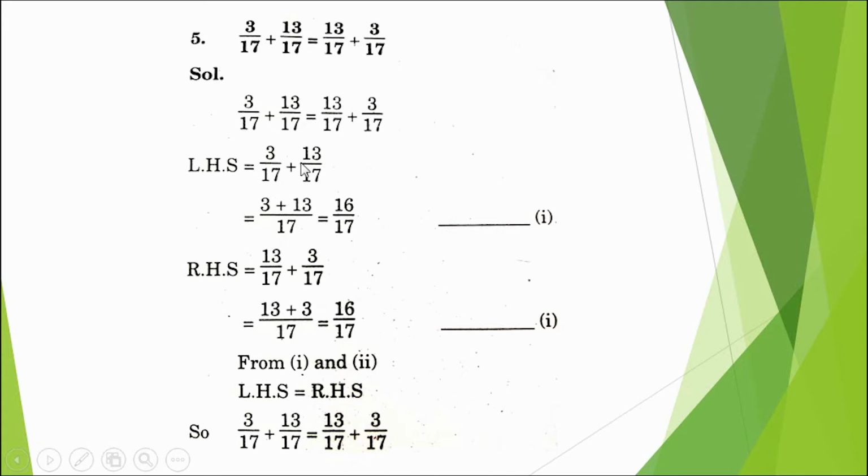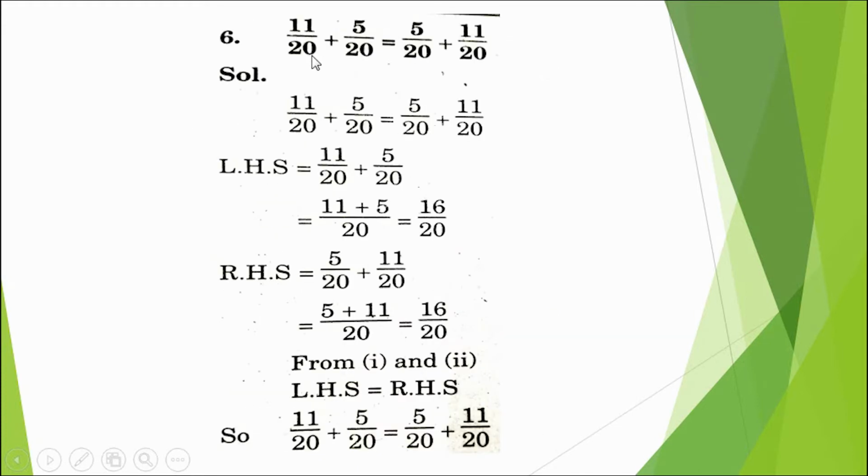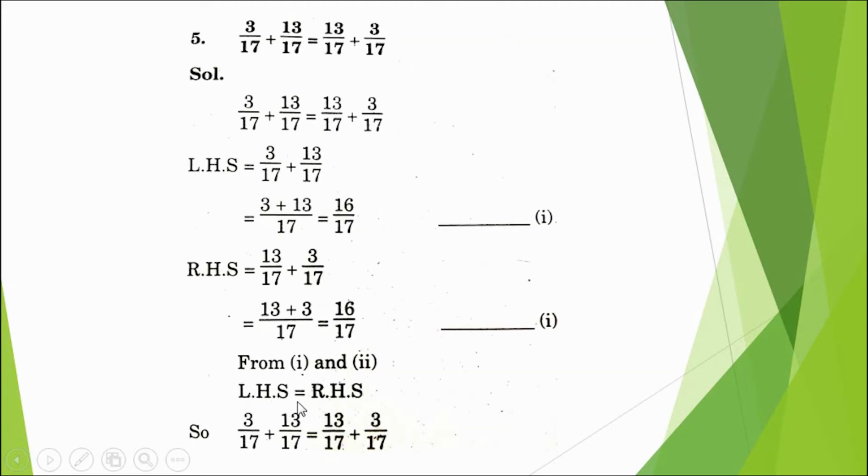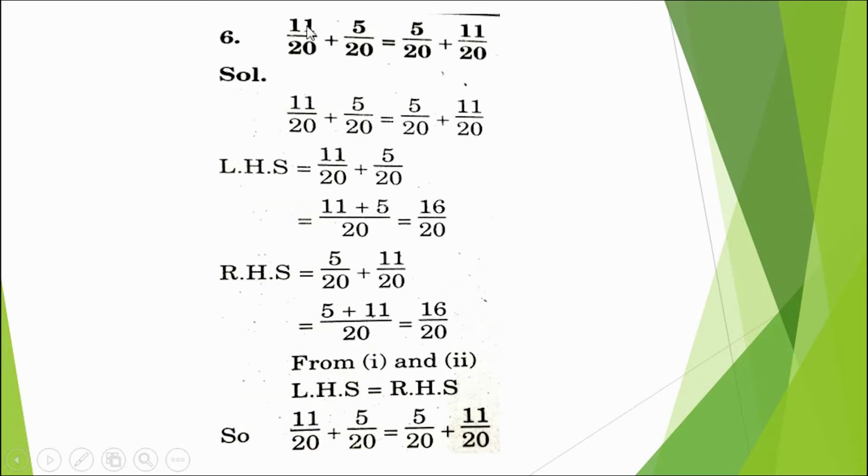Now question number 5: 3 over 17 plus 13 over 17 is equal to 13 over 17 plus 3 over 17. This side we take as left hand side, 17, we write it one time, 3 plus 13. When we add 13 and 3, answer will be 16, and 17 comes as it is. Now right hand side, 13 over 17 plus 3 over 17. Now denominators are the same in all values, we write it one time. Now 13 plus 3 comes as it is, and when we add 3 and 13, answer will be 16, and 17 comes as it is. Therefore left hand side is equal to right hand side.